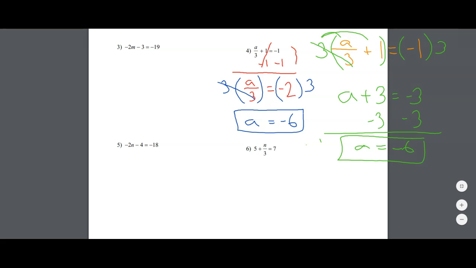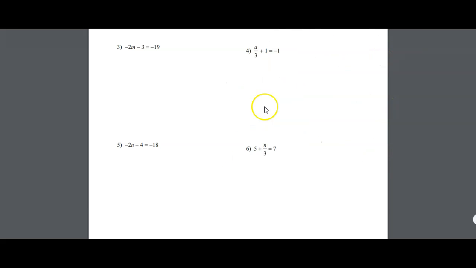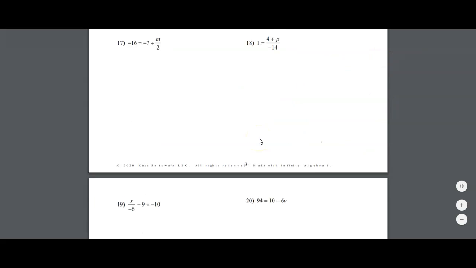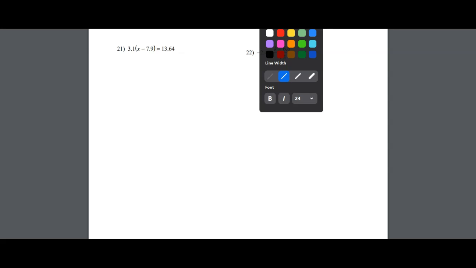We're going to jump all the way down to 22. I believe we're going to look at one that has a decimal in it. All right, so for 22, the only thing that's different about this problem is that we're working with decimals rather than integers. But inverse operations are still going to act the same way. So let's look at this equation. Let's think about the first thing I should do.